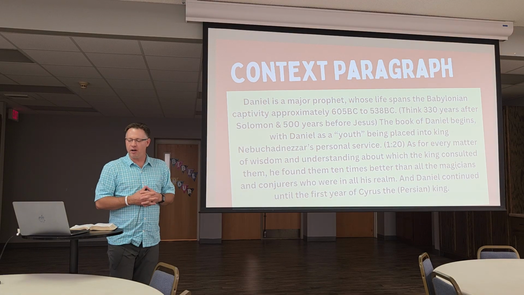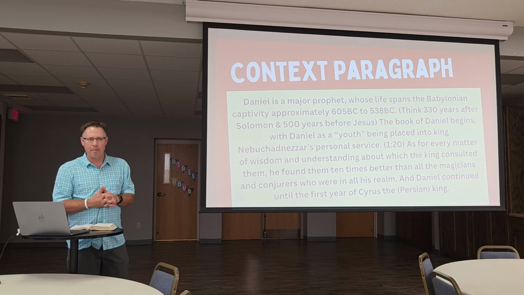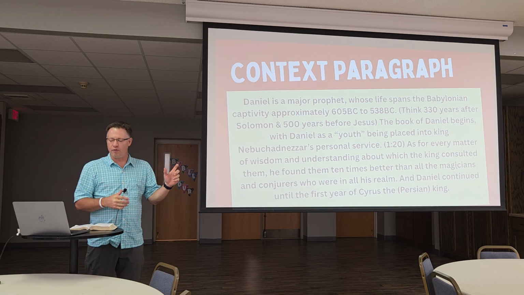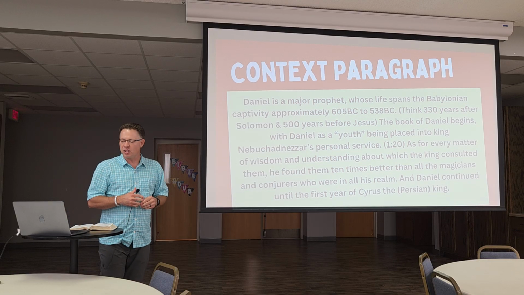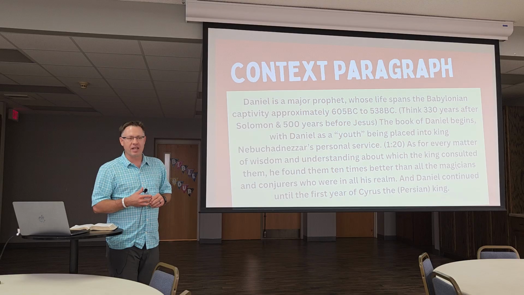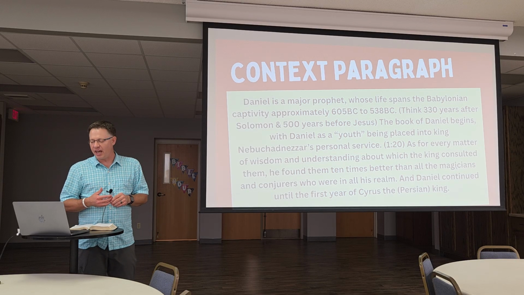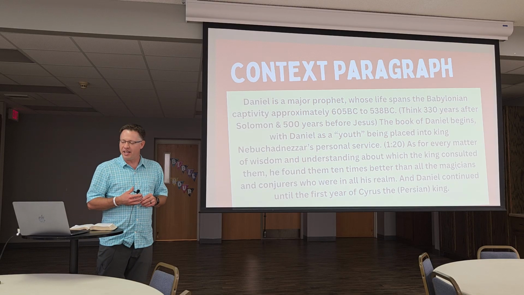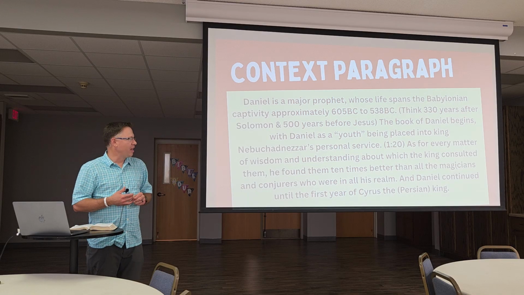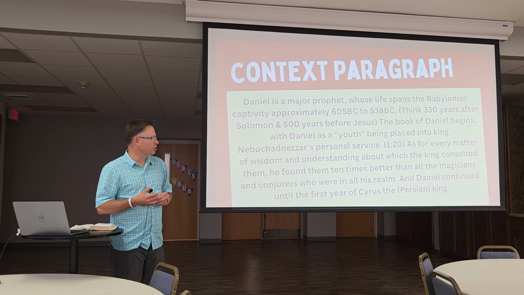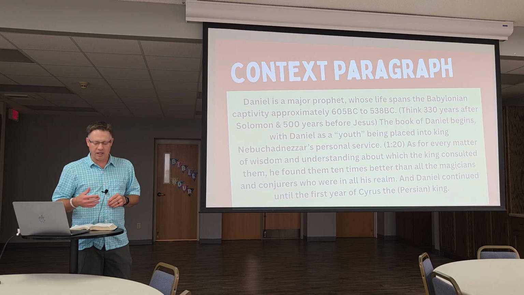This was our context paragraph. Daniel is a major prophet whose life spans the Babylonian captivity, approximately 605 to 538 BC. The book of Daniel begins with Daniel as a youth being placed into King Nebuchadnezzar's personal service, and it ends chapter 1 by saying, "As for every matter of wisdom and understanding about which the king consulted them, he found them 10 times better than all the other magicians and conjurers who were in all his realm. And Daniel continued until the first year of Cyrus, the Persian king."